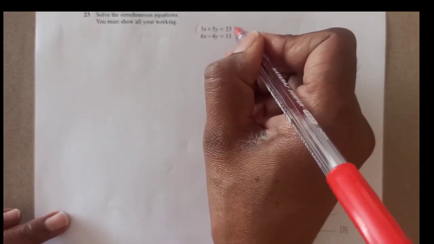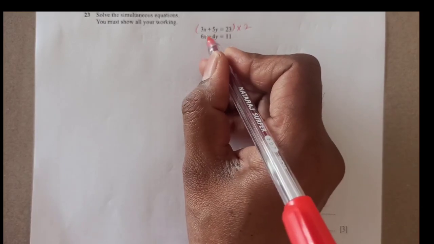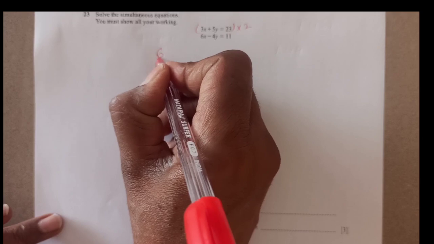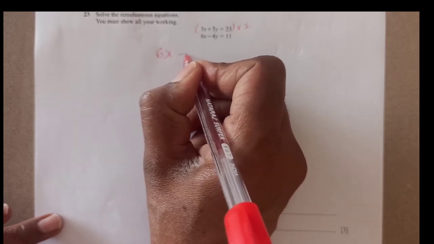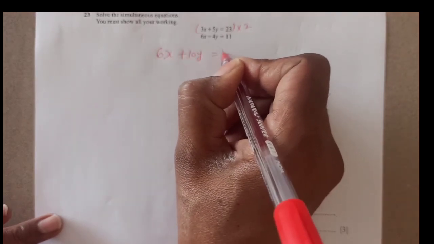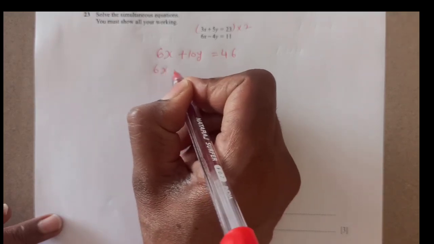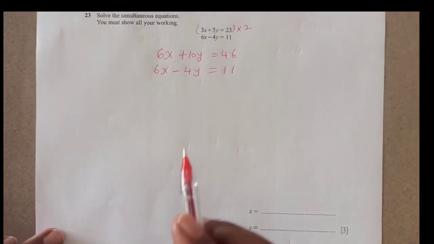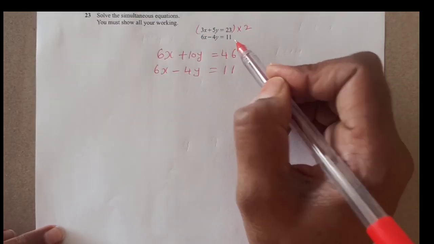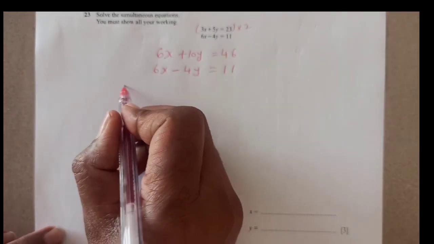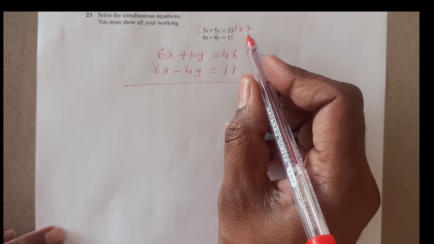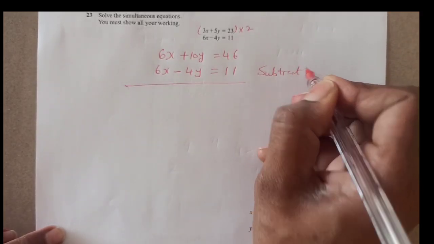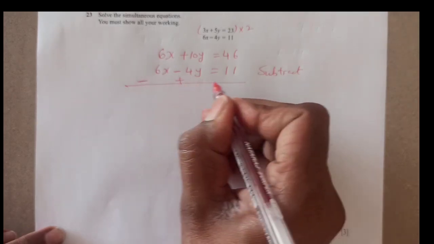So now let's multiply this by 2 to make the coefficient of x the same. So when you multiply this equation by 2, it will be 6x plus 5 times 2, 10y equals 46. The second we are just rewriting, no change in this equation. It is not a must to multiply both of them. Sometimes you just get the result by multiplying only one of the equations. So when you subtract, the lower equation will change the sign, right?